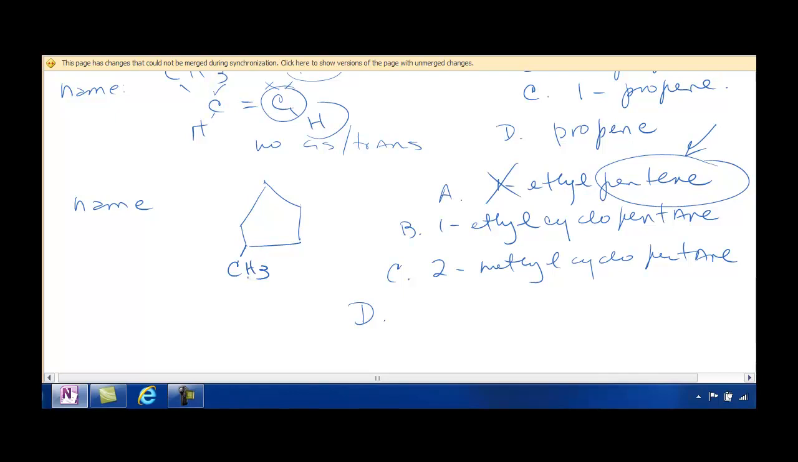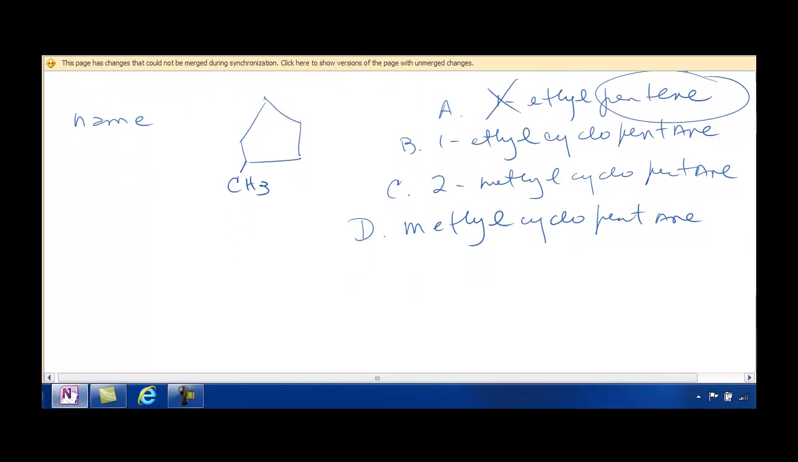So if you don't need a number, like I didn't need a number in 1 ethene or 2 propene, I didn't need that. Because the double bond is only going to be between 1 and 2. I don't need a number here. So what's this guy's name, guys? I need the methyl. I don't need a number for the methyl, but this guy is not cyclopentane. This methyl cyclopentane. Okay? Yes?